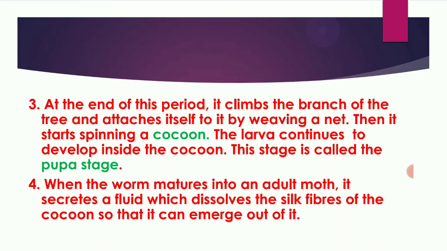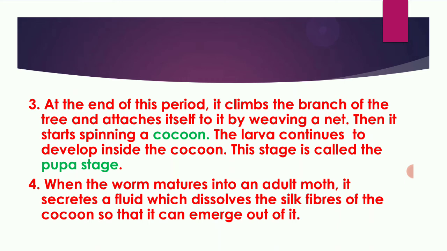At the end of this period, it climbs the branches of the trees and attaches itself to the branch by weaving a net. Then it starts spinning a cocoon. The larva continues to develop inside the cocoon. This stage is called the pupa stage.